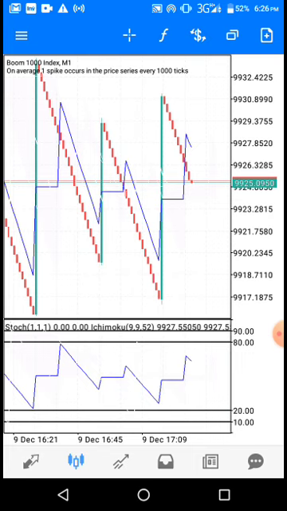That means, for example, if the market you want to trade is Boom 1000, okay? If you want to trade Boom 1000, because Boom 1000 is always falling, you need to make sure that if it's in a downtrend, you want to be selling, okay? Now if it's in an uptrend, you want to be buying, okay?